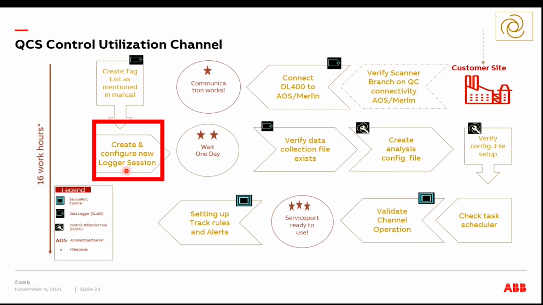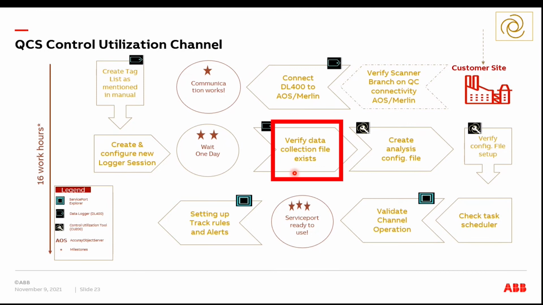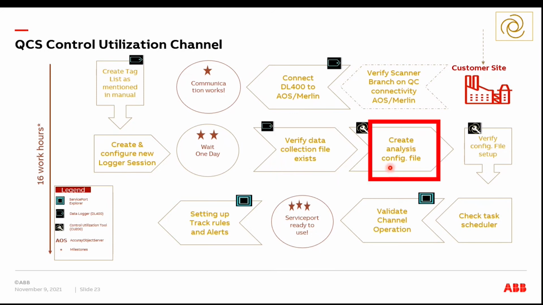Then we create some new logger sessions. These logger sessions are triggered at the end of the day. Once the day ends, we wait for 1 day because the reports get generated at the end of the day. Once we have the data in the folder, we verify that the data exists and it's good data. Then we create an analysis config file, where we also set up the threshold limits. Like if you want to set a limit for the headbox control loop as 90%, you can set it here, or it can be modified at a later stage based on the requirement.